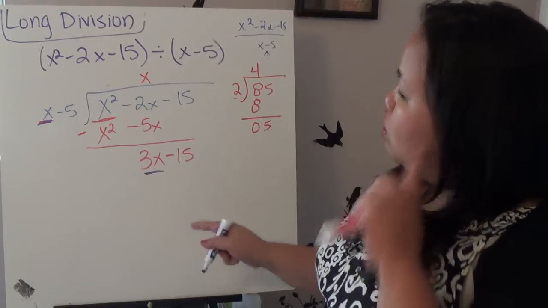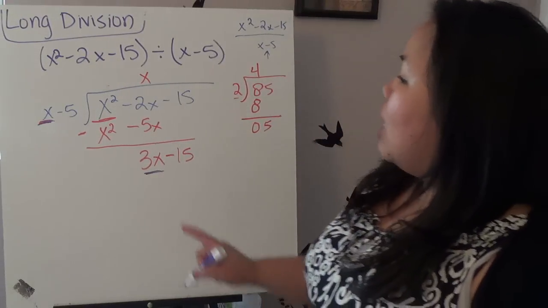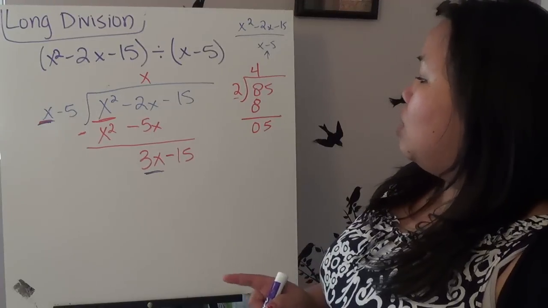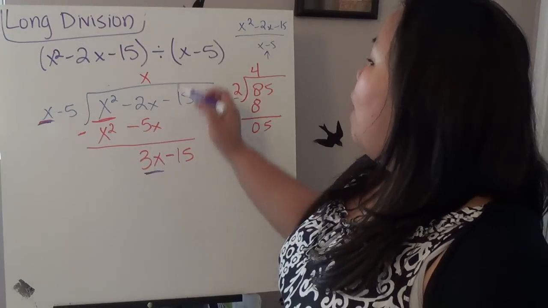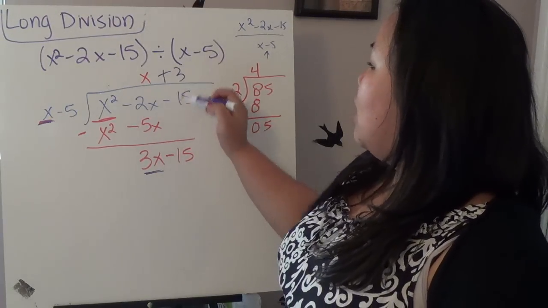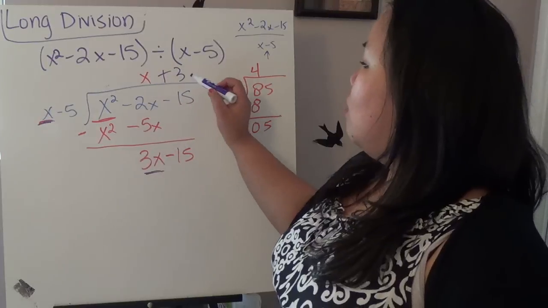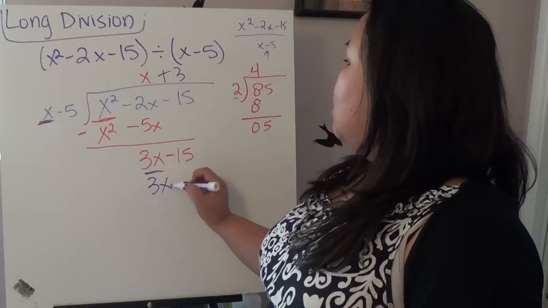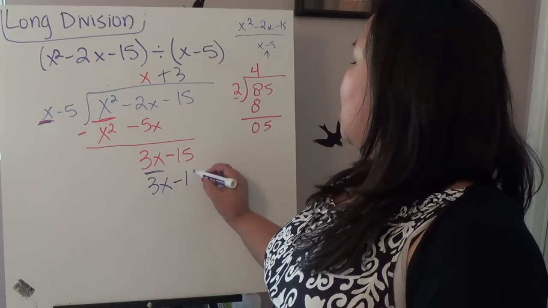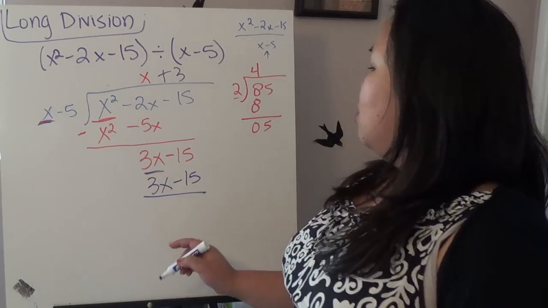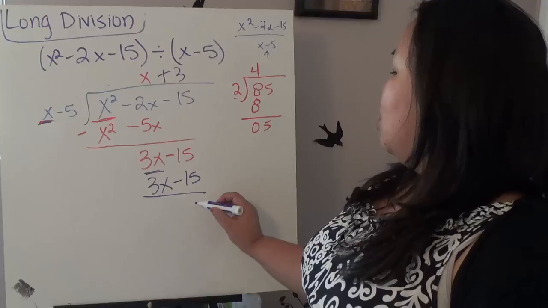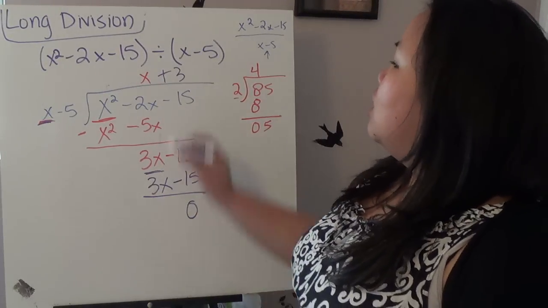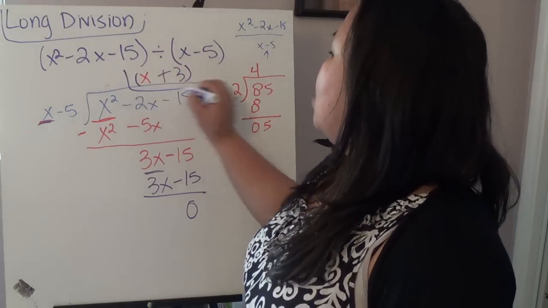What do I need to do to make x look like 3x? What do I need to multiply? Well, not another x, but a positive 3. Right, because I need to make it 3. So x plus 3. 3 times x is 3x. 3 times -5 is -15. So 3x minus 15, this gives me 0. That means I have no remainder. So my answer is x plus 3.